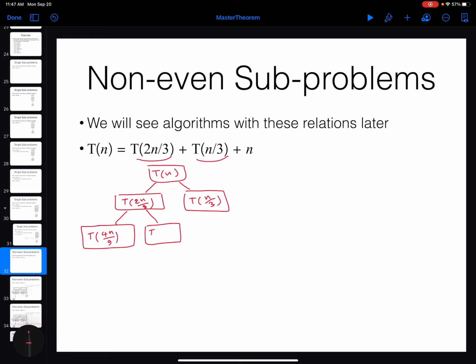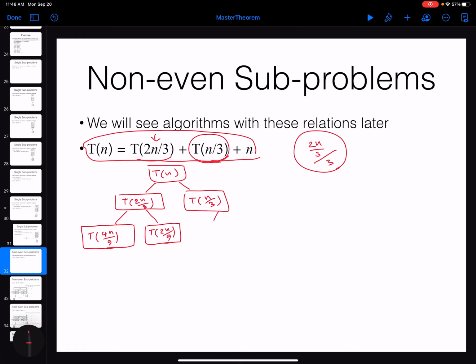And T of, the size here is going to be 2n divided by 3. You need to divide it by 3 again. So this is going to be 2n divided by 9, right? You get where I got this 2n divided by 9. I'm using the same formula here. So I got 4n divided by 9 here and 2n divided by 9 for this part.